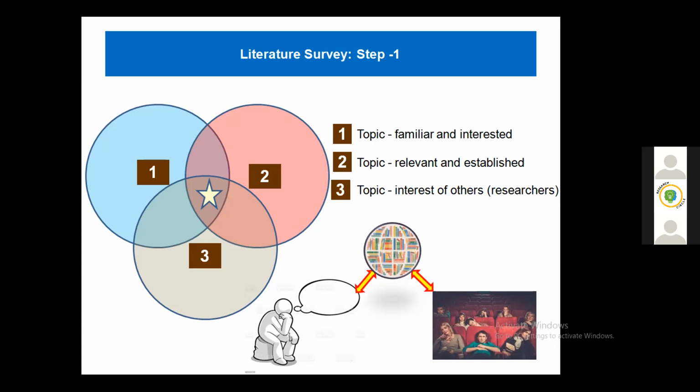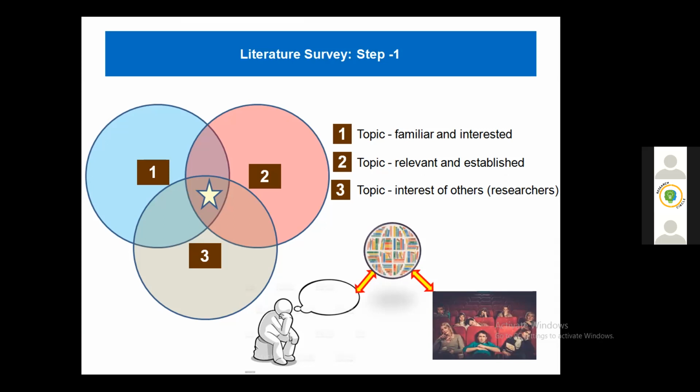The third part is that the topic should be of interest to others. If you are carrying out something in which people are not interested, or the majority of people are not aware, then naturally it won't be accepted in the research community. So the research community will benefit when you select a topic which is familiar and interesting to others.